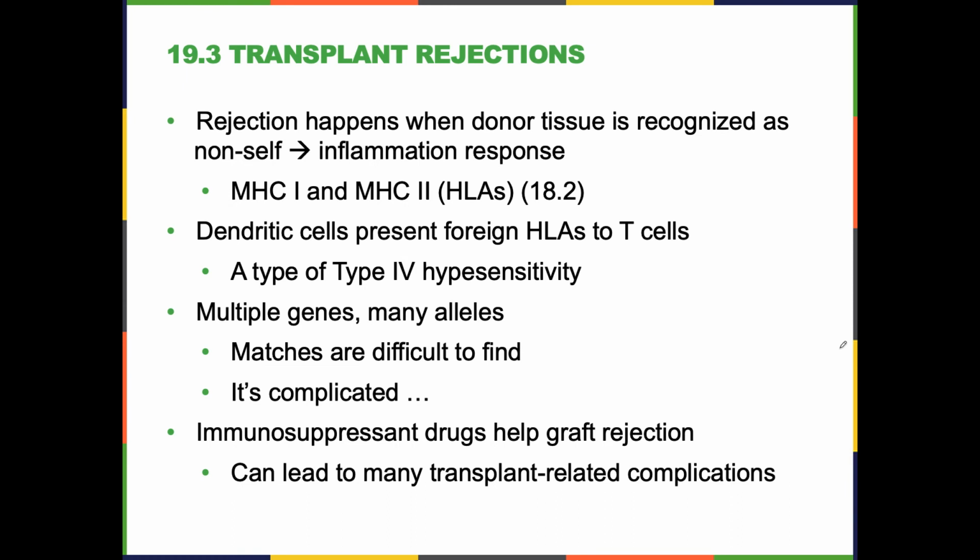MHC molecules, right? So remember, that's how we recognize self. So we have MHC1, MHC2. Collectively, they're called HLAs. And you can go back and review this in chapter 18.2 in our last module, right? So these HLAs are used to present antigens to T cells, right? And also ways to recognize self, right? Because remember, they are going to always present self protein, right?